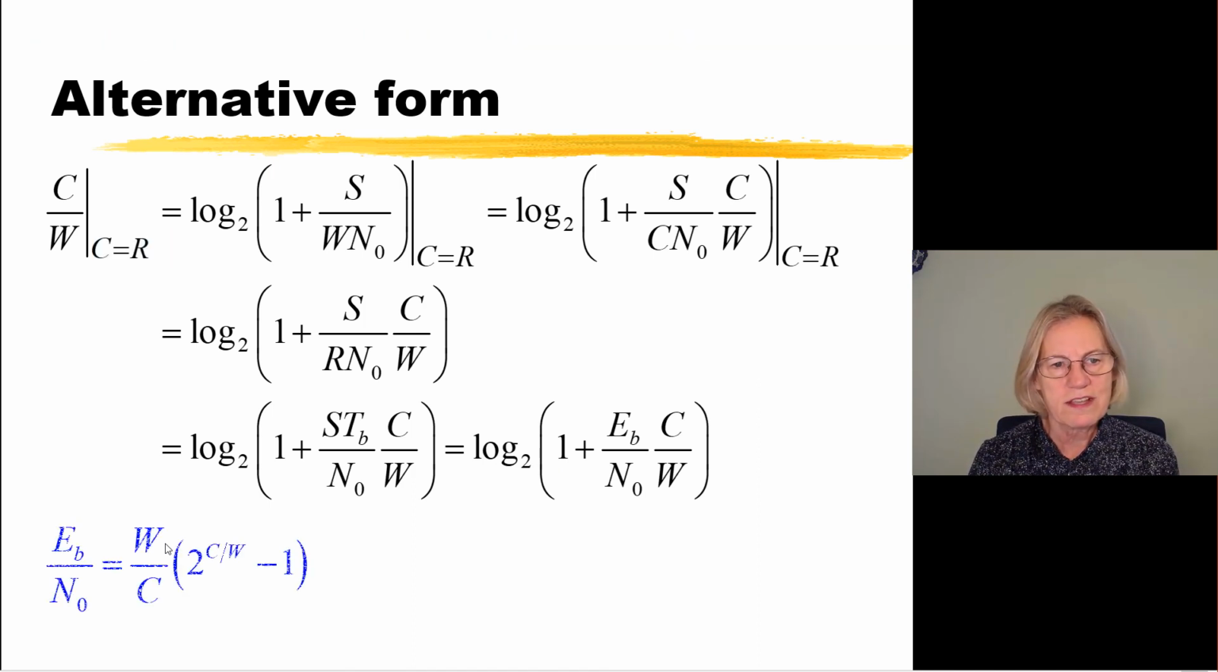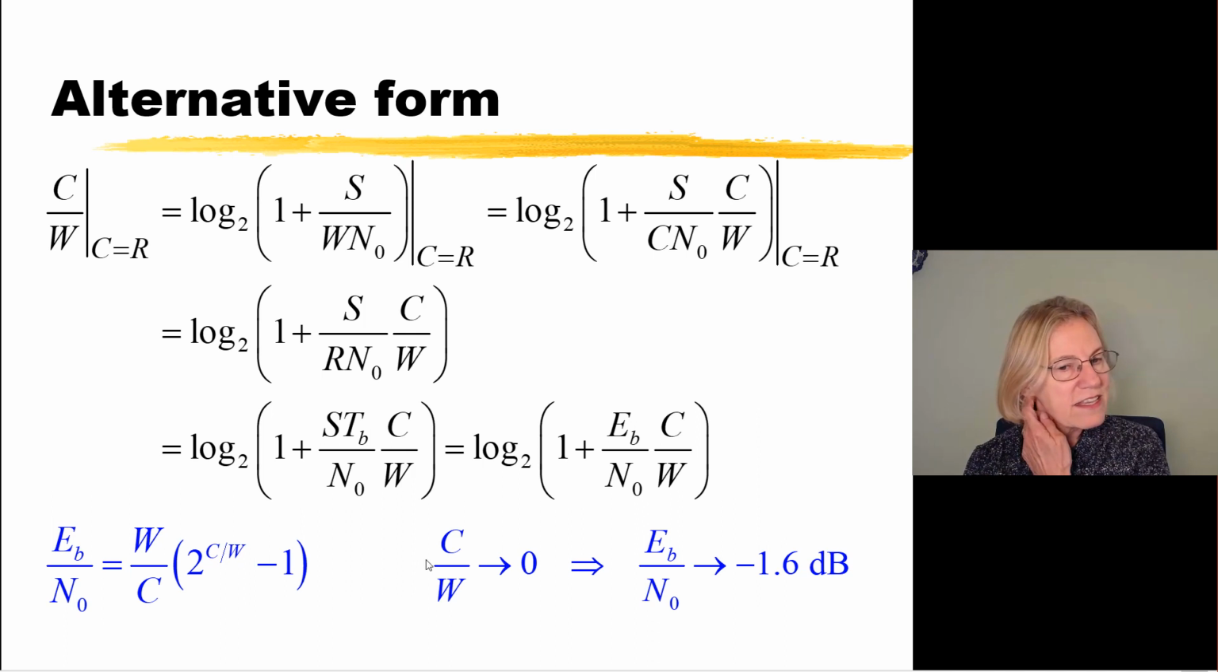So in this transition, we'll raise both sides of the equation to 2 to this exponent. We isolate Eb, and we get that Eb over N0 is equal to bandwidth divided by capacity times 2 to the power of capacity divided by bandwidth, minus 1. So here we have a very much clearer relationship. And so before we were plotting the x-axis of SNR, and now we're going to plot the x-axis instead to be Eb over N0.